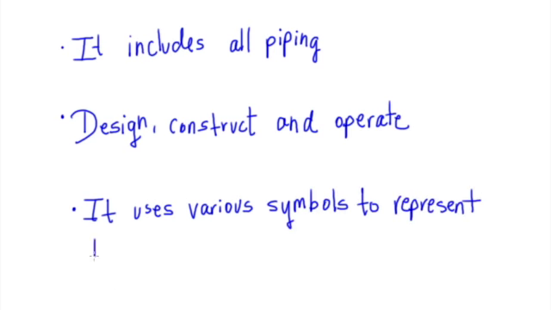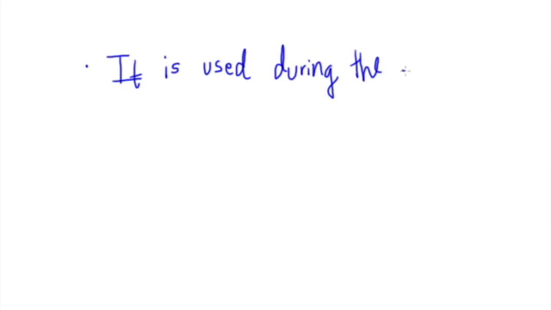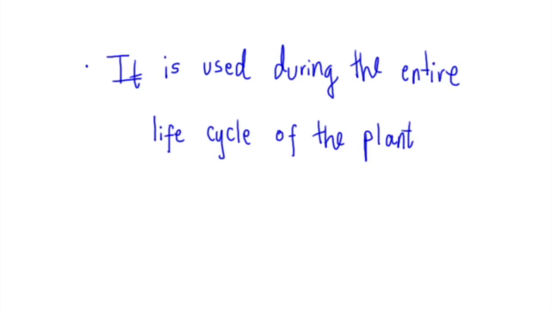For this, it uses various symbols to represent the equipment. It is important to mention that it is used during the entire life cycle of the plant. Being established that it includes every mechanical aspect of the plant, now I'm going to tell you what it doesn't have.